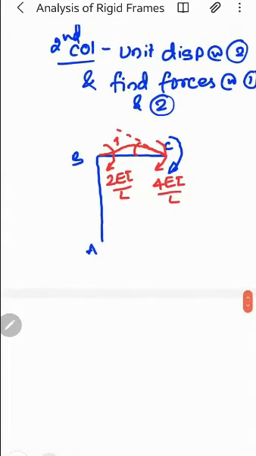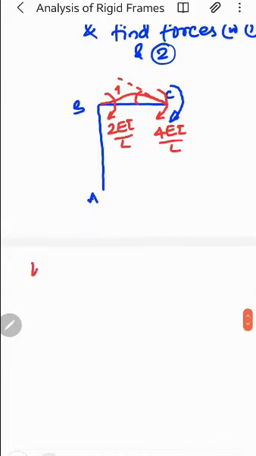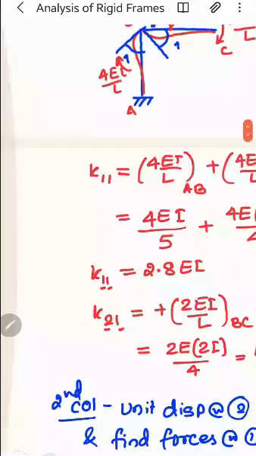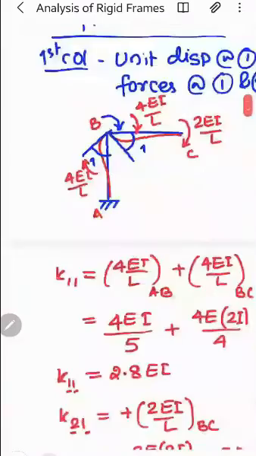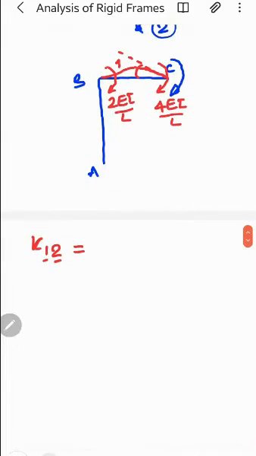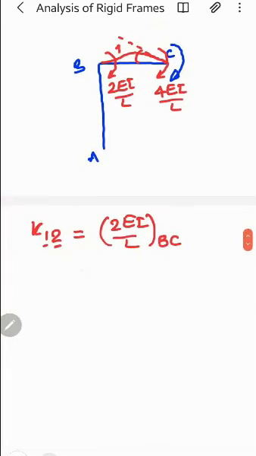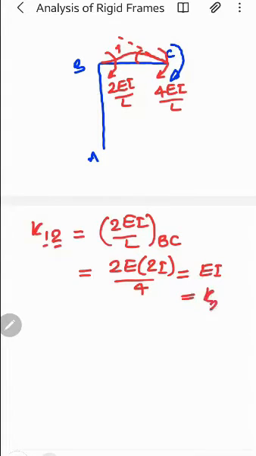Now equate this, you will get K12, the force at 1 due to unit deformation at 2. Where is 1? 1 is coordinate at B. So at B, you have 2 EI by L. So this 2 EI by L is for member BC, right? And substitute. So it is 2E into I is 2I divided by 4. If you calculate, it will be EI, and this is equals to K21.